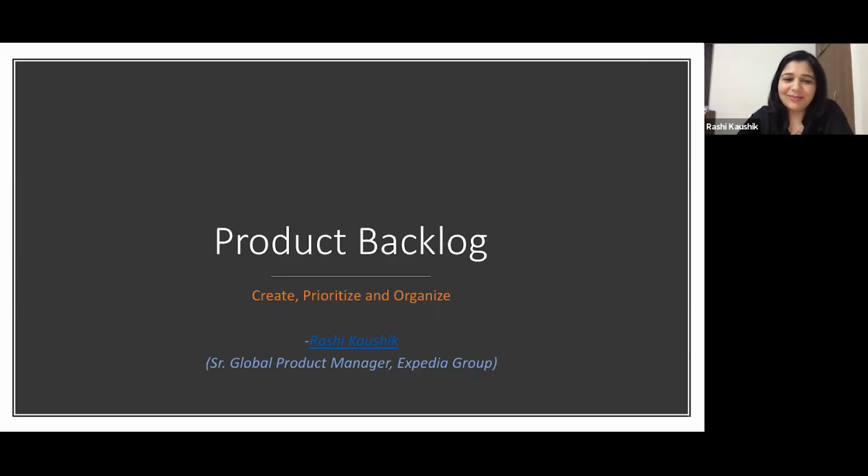The topic that I picked up is product backlog: create, prioritize, and organize. I know you must be thinking that this is a very modest topic, but as a product manager myself, I can't emphasize the importance of a good product backlog. It plays a key role in a product manager's life, given it's the first deliverable owned by the product managers, and getting this right will lay a strong foundation for your product.